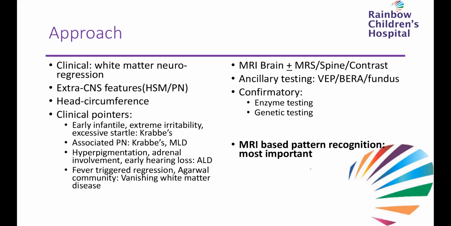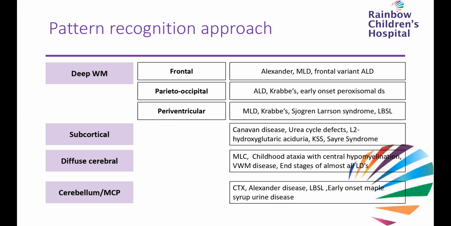If we look at the pattern recognition approach for these disorders, the involvement of the white matter can be deep white matter involvement, subcortical, diffuse cerebral involvement, and involvement of cerebellum or the middle cerebellar peduncles. Deep white matter involvement can again be frontal predominant, parieto-occipital predominant, or periventricular predominant. Frontal predominant leukodystrophy we see in Alexander's and MLD. Parieto-occipital predominant we see in ALD, Krabbe's. Periventricular we see in MLD, which is metachromatic leukodystrophy, Krabbe's disorder, and Sjogren-Larsen syndrome.